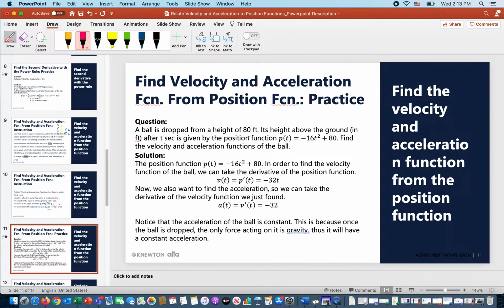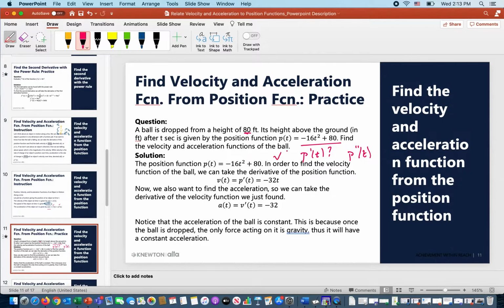A ball is dropped from a height of 80 feet. So in this case, we're talking feet per second, right? Its height above the ground after t seconds is given by the position function, negative 16t squared plus 80. Find the velocity and acceleration functions of the ball. In other words, this is just a fancy way of saying, what is the first derivative of p of t and what is the second derivative of p of t.